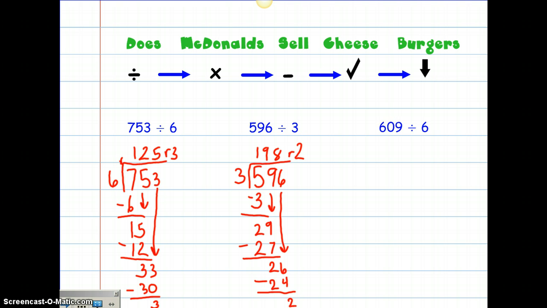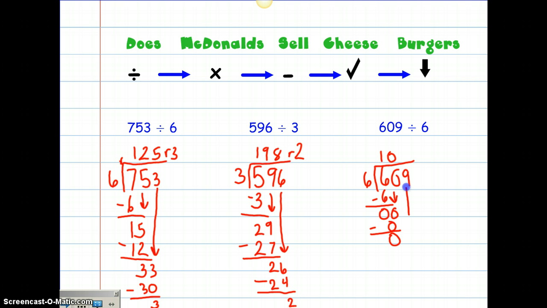Okay, and for this last problem, I changed it up a little bit because I wanted to show you something. So it's going to be 609, and it's going to be divided by 6. So first, I have to ask, how many times does 6 go into 6? Well, it goes into 6 1 time. Then I subtract, and I have 0. Now, some of you would just skip over this 0, but even though it's 0, you have to bring it down. Then you have to ask yourself, how many times does 6 go into 0? That's 0 times. 6 times 0 is 0. 0 minus 0 is 0. I know it seems weird, but you have to do all of these steps.